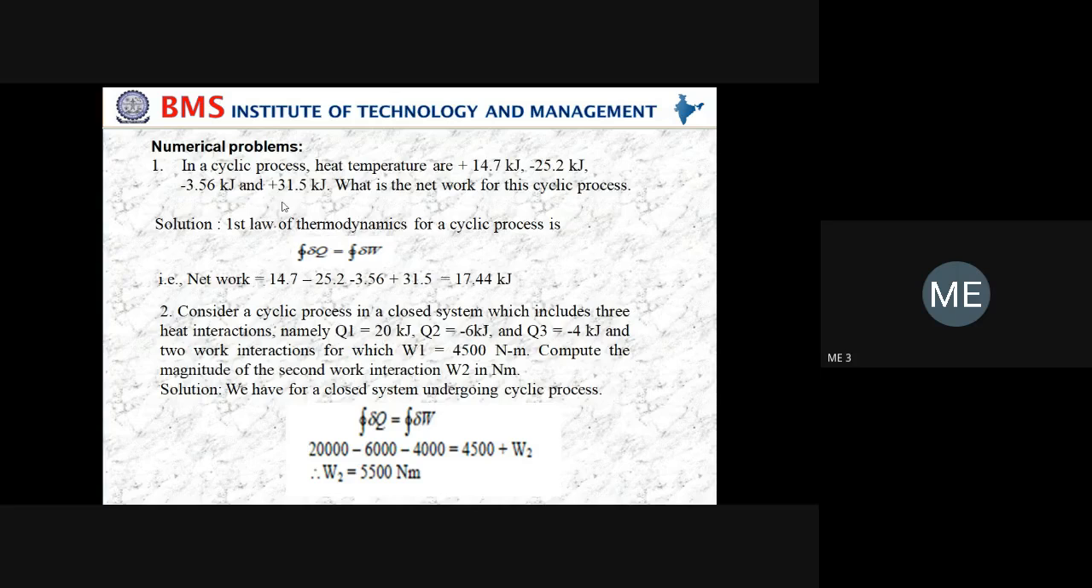They are giving the four heat transfers. What is the net work done? Very simple. According to the first law of thermodynamics, cyclic integral of dQ equals cyclic integral of dW. Cyclic integral of dQ is nothing but Q1 plus Q2 plus Q3 plus Q4 equals W1 plus W2 plus W3 plus W4. Just add all the heat transfers. The net heat transfer equals the total work transfer.